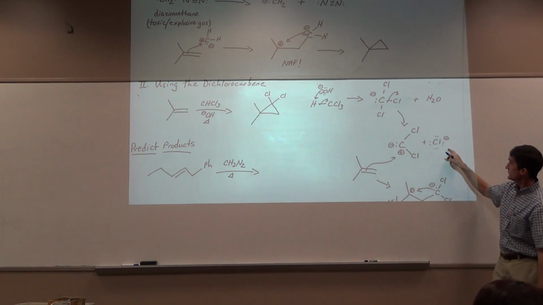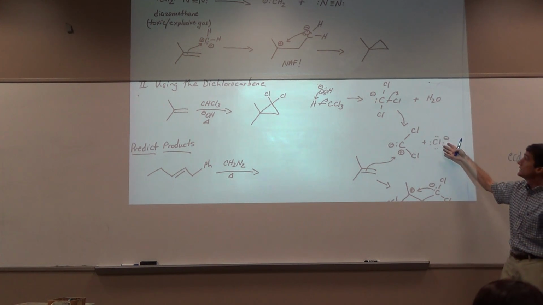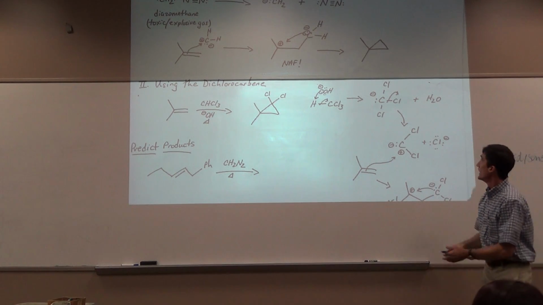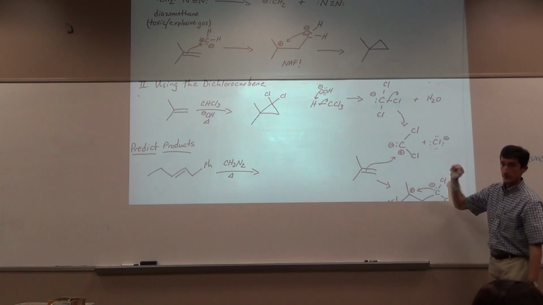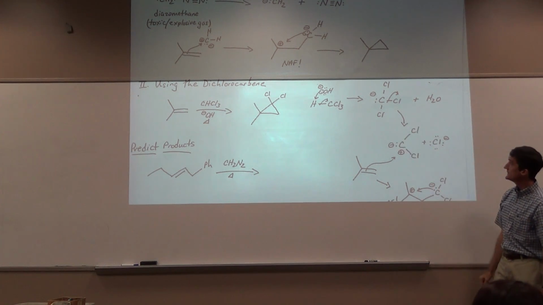And when the chlorine left, we've got Cl minus. Cl minus is very happy to leave and exist on its own, just like nitrogen is very eager to leave and exist on its own. One molecule going to 2 is driven by entropy. Basically, this leads to formation of the dichlorocarbene.